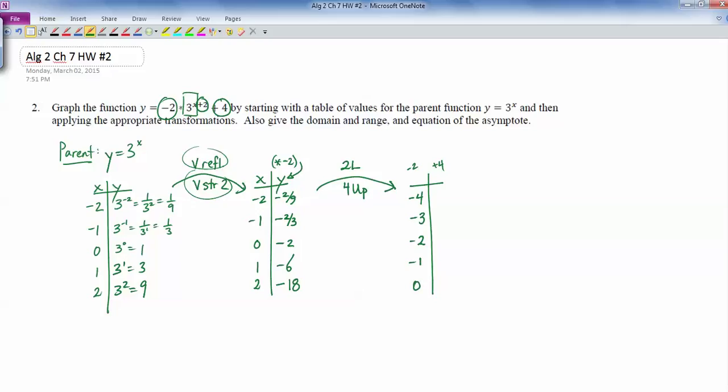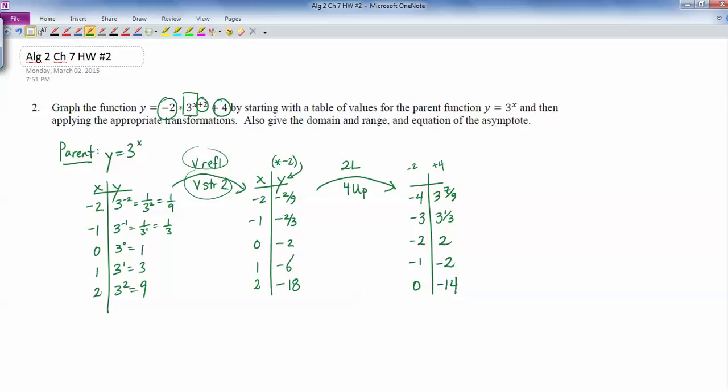If I add 4 to the y's, let's see, that'll be 3 and 7/9. And then 3 and 1/3. Make that 7/9 a little more obvious. 7/9. 3 and 1/3. -2 plus 4 is 2. -6 plus 4 is -2. -18 plus 4 is -14.